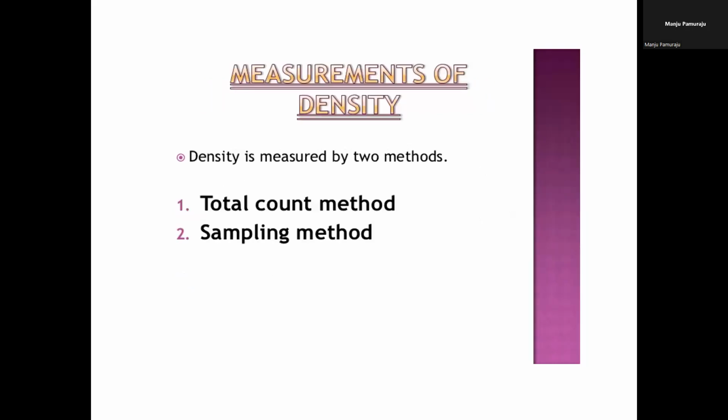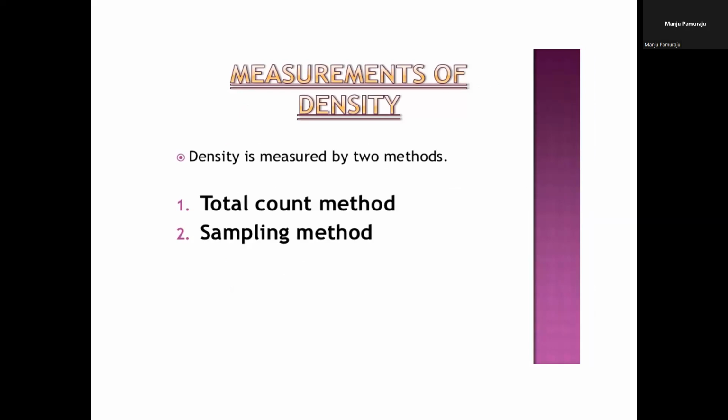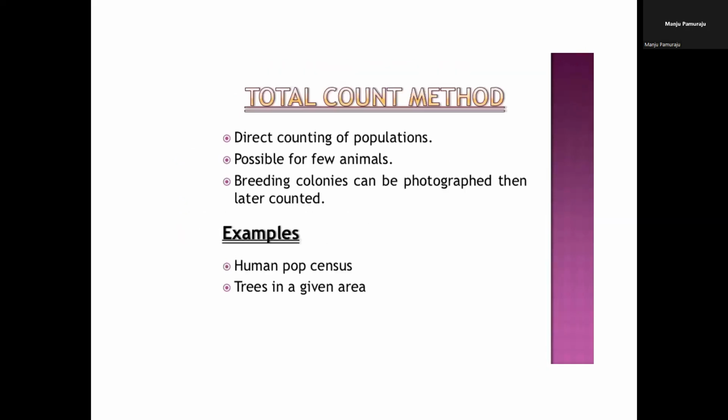Generally the density of a population is measured by two methods, the total count method and the sampling method. In the total count method, there is direct counting of the population, counting the total organisms present in a particular area. It is possible for a few animals; if only a few animals are there in that area, we can easily count them.